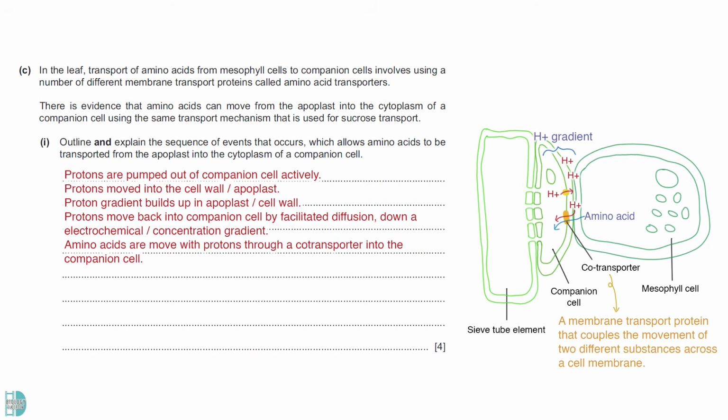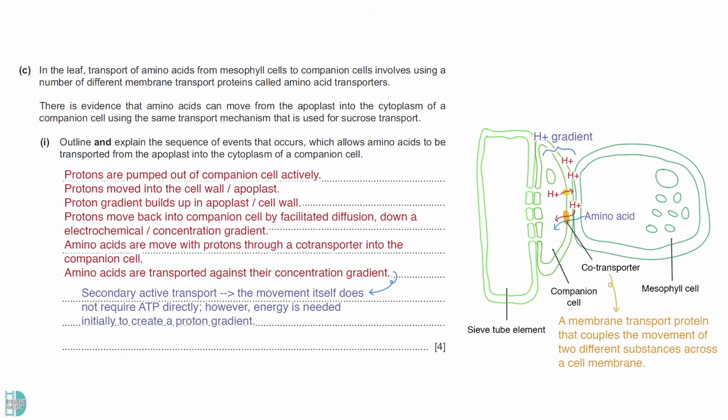A cotransporter is a membrane transport protein that couples the movement of 2 different substances across a cell membrane. Amino acids are transported against their concentration gradient. This process is called secondary active transport because the movement itself does not require ATP directly. However, energy is needed initially to create a proton gradient.